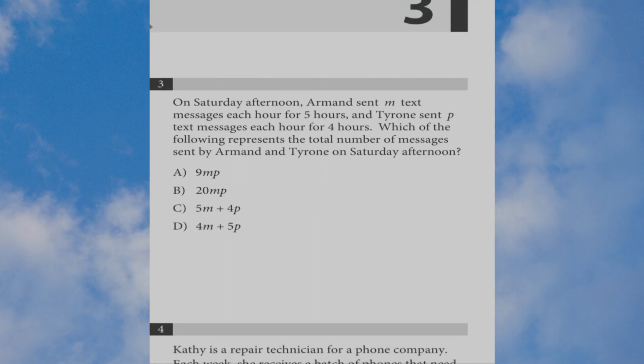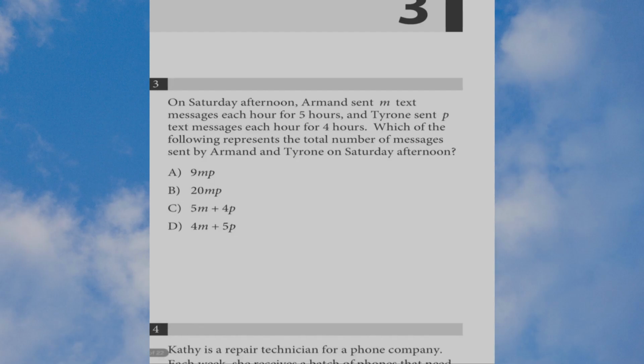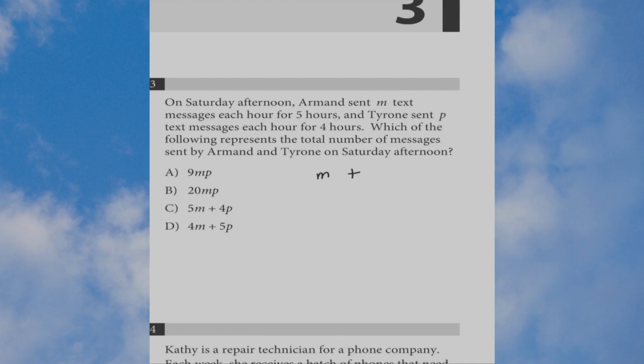On Saturday afternoon, Armand sends M text messages each hour for 5 hours, and Tyrone sends P text messages each hour for 4 hours. Which of the following represents the total number of messages sent by Armand and Tyrone on Saturday afternoon? Well, they're each individual, so it's an addition. We're not multiplying them together. And it's M text messages each hour, so it's a rate of M. And P text messages each hour for Tyrone, so it's a rate of P.